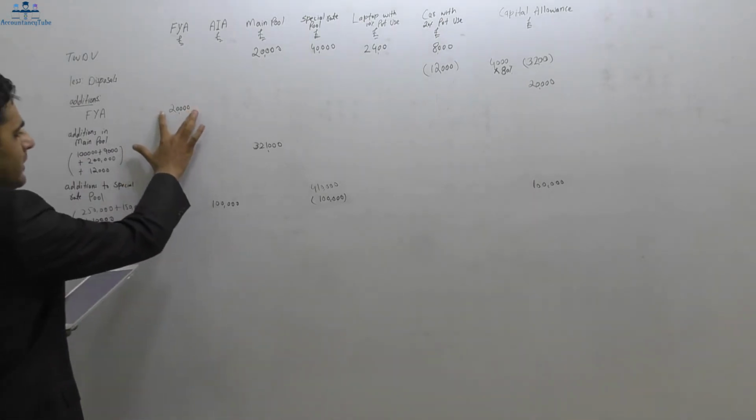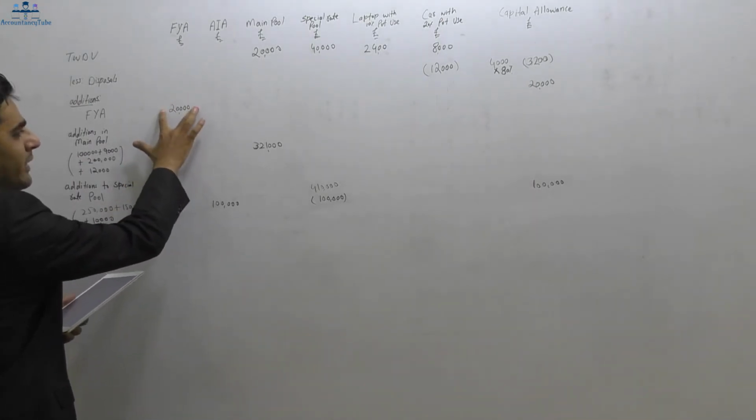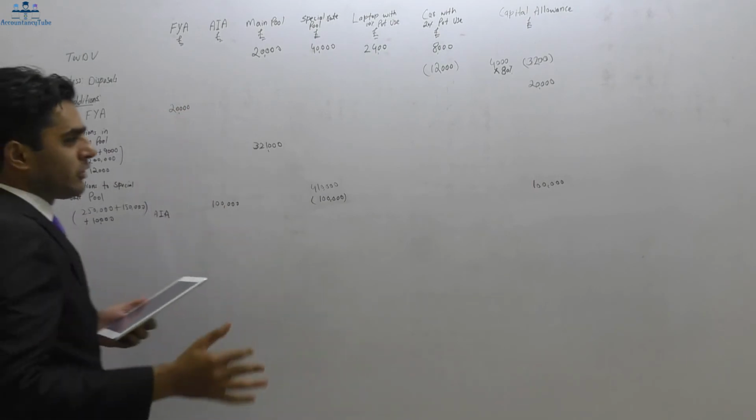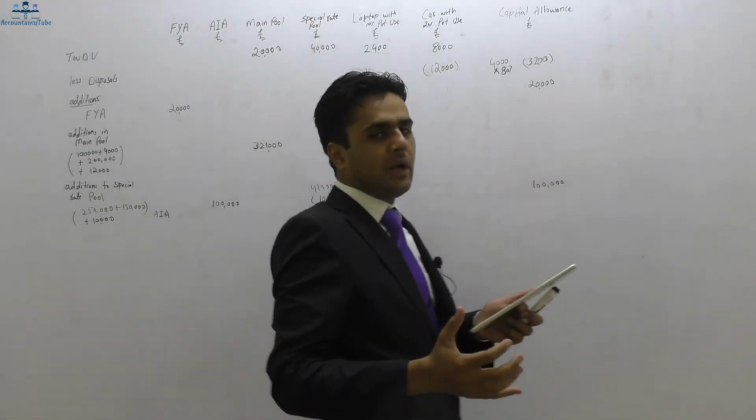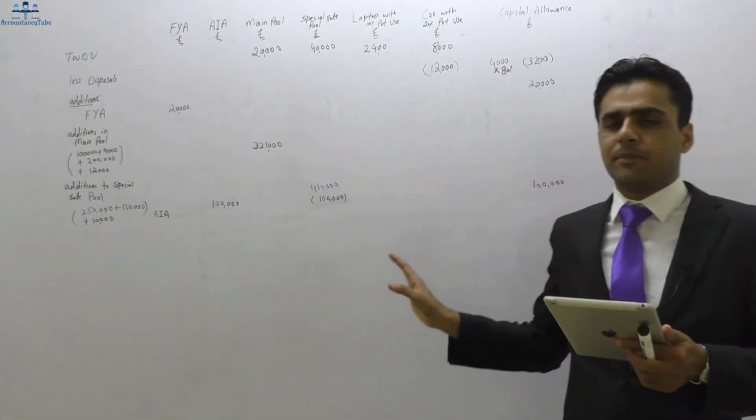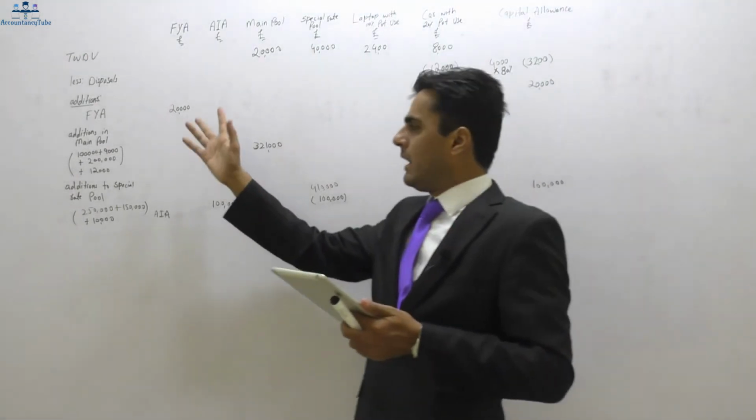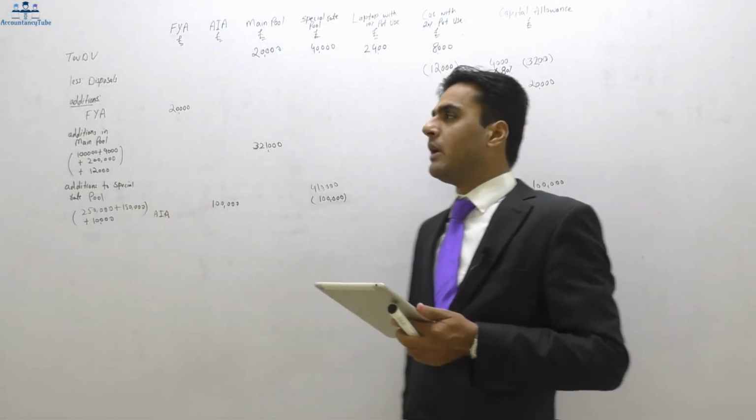The reason I did not do it pro rata is that it is instructed in the notes that for the first year allowance, it doesn't matter how long our accounting period is, we will keep it at 100% first year allowance.